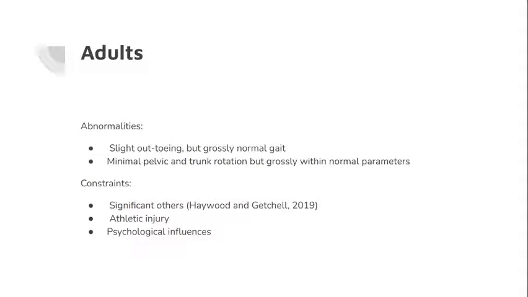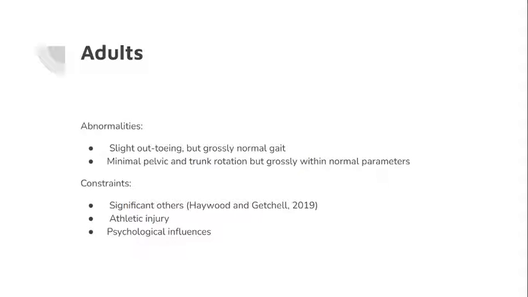Alright, so normal abnormalities. In this case, we're going to be using the adult in the next video for abnormalities I could see. There's some slight out-toeing in it, but it's grossly normal. Grossly being not a close analysis of it, it's mostly normal. Right? It's within the normal confines of what we expect for gait. There's going to be some minimal pelvic and trunk rotation for this next adult upcoming, but it's still grossly within normal parameters.